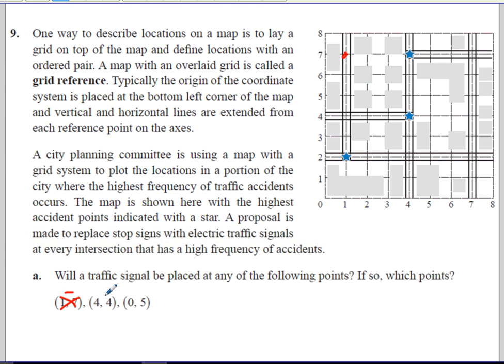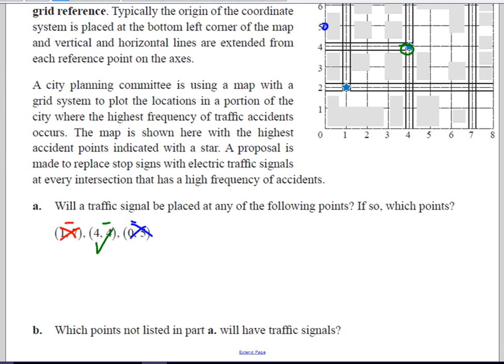4, 4, we'll check that in green. Over 4 up 4, yay, we have a star. So that one will get a traffic signal. And then 0, 5, we're not going to the right, we're staying at 0, and up 5 would be here. And that's a no. So there's not one there either.